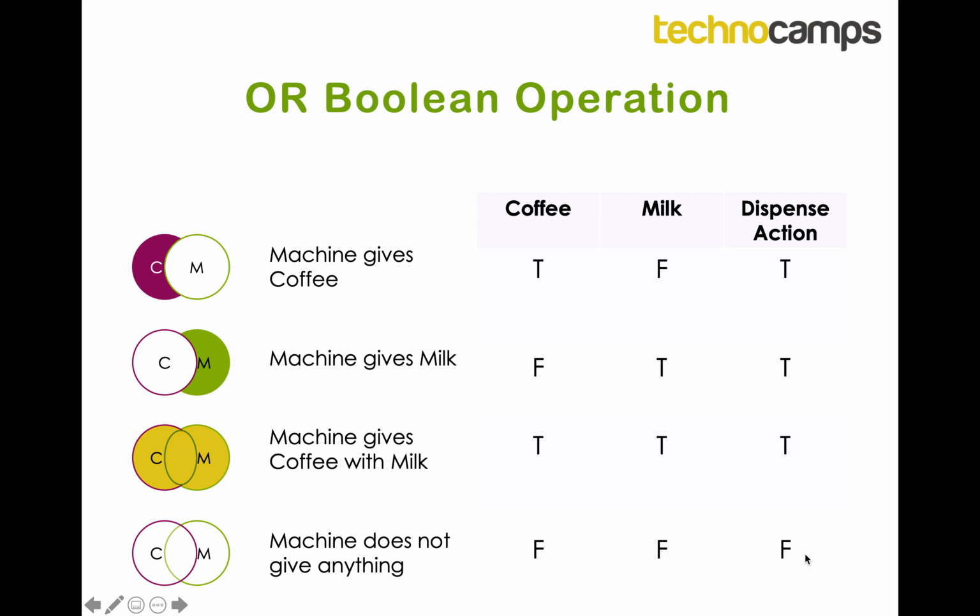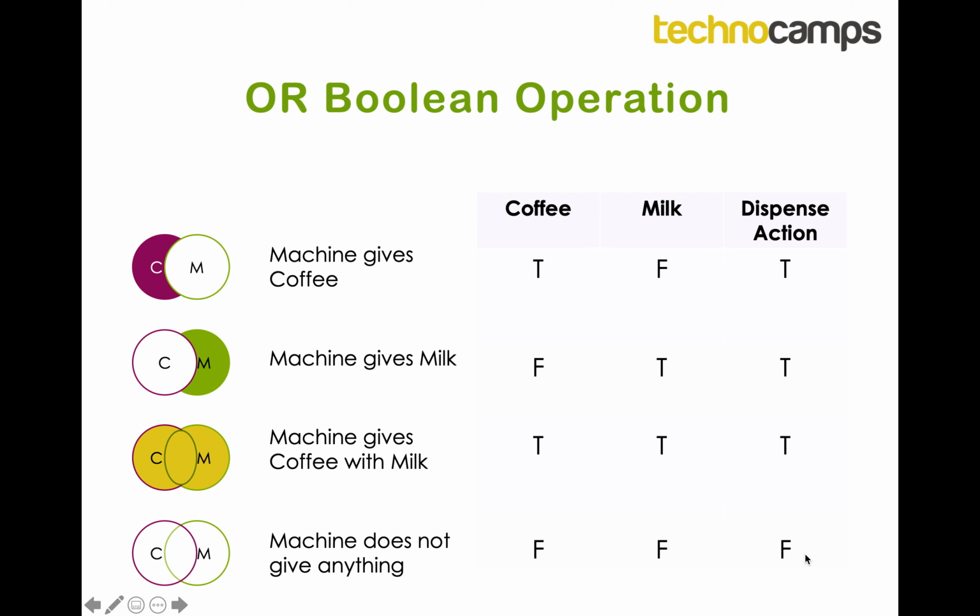For me, I go and press both. So it's going to be coffee true, milk true, and the dispense action is true because it's going to give me coffee with milk. And Lauren goes there and she doesn't press anything. She sees that there is no tea option and she comes back. So that means both of these buttons are not pressed and so it is not going to dispense anything at all. So we say false. So based on your action, whether it is done or not done, or is there or not there, you say true or false. And also what will be the result of that? Is your action having any result at the end? So we say true or false, or 1 or 0, accordingly.